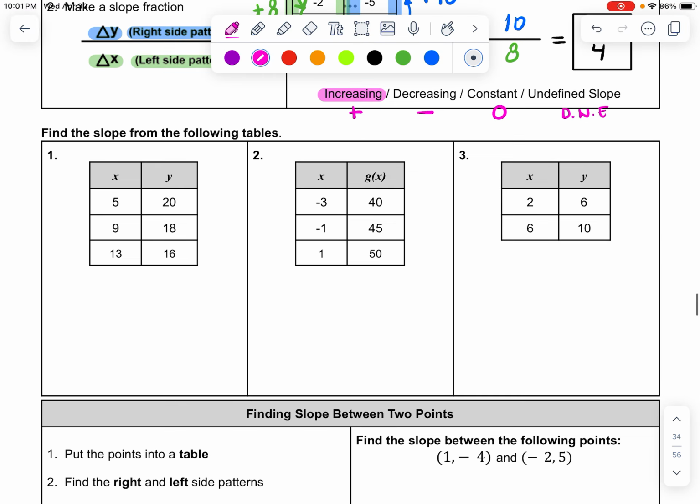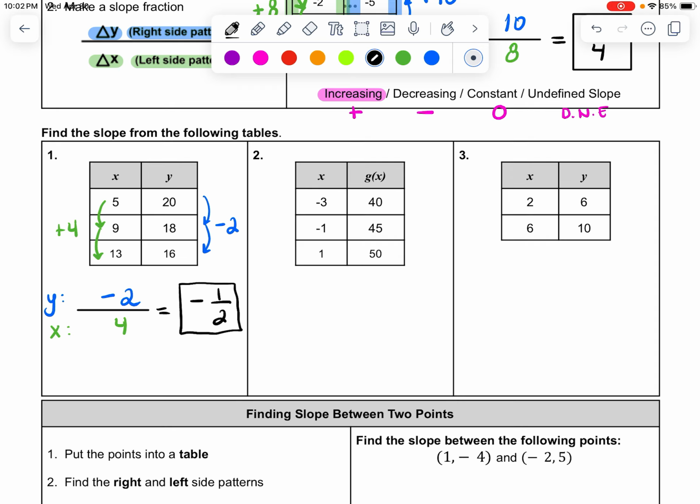All right, let's check out the following tables. Again, my strategy would be always start by getting the patterns first. So to go from 5 to 9 to 13, the pattern is +4. To go from 20 to 18 to 16, the pattern is -2. Then I would focus on my fraction. My Y pattern is going to be on the top, and my X pattern is going to be on the bottom. So in this problem, it would be -2 divided by 4. And if I enter that into my calculator, it should tell me that my slope fraction is -1/2.